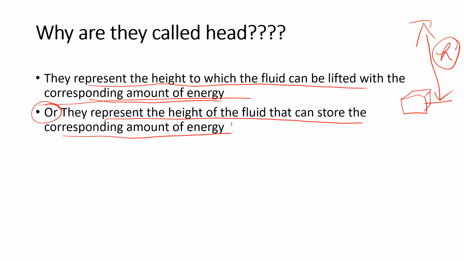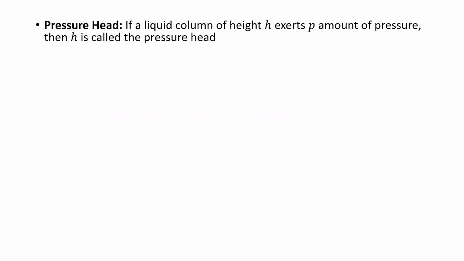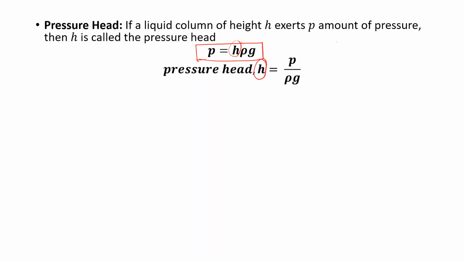So let's try to understand it with examples properly. The pressure P, as we know, is given by h rho g, where h is the height of a liquid or fluid column. Therefore, this h can be given as P by rho g, simply shifting terms from one side of the equation to the other. So this head is the height of the liquid column which will give P amount of pressure.